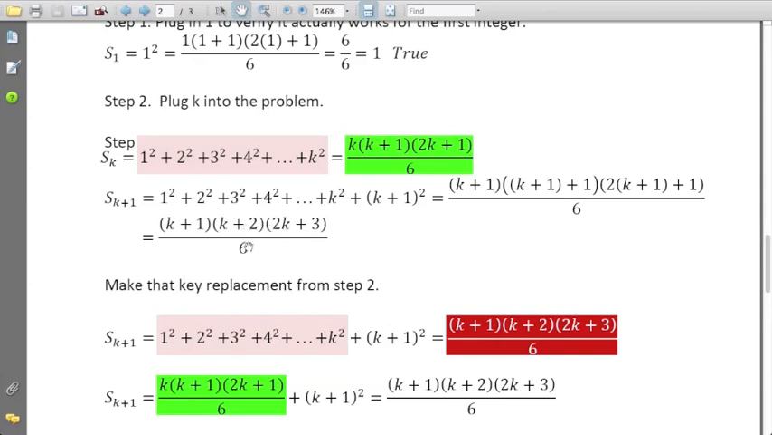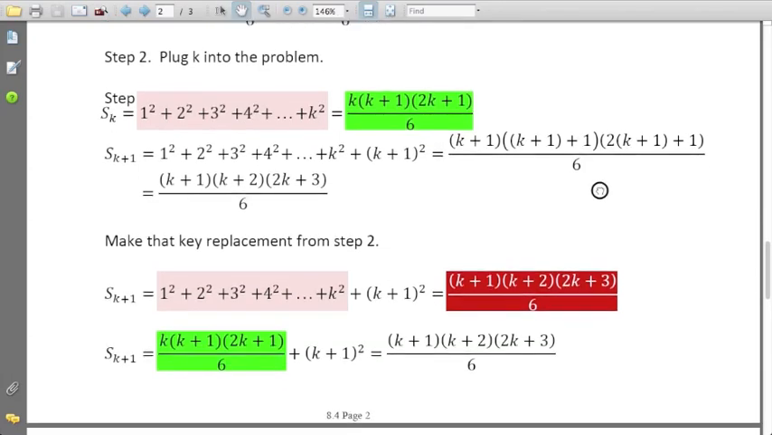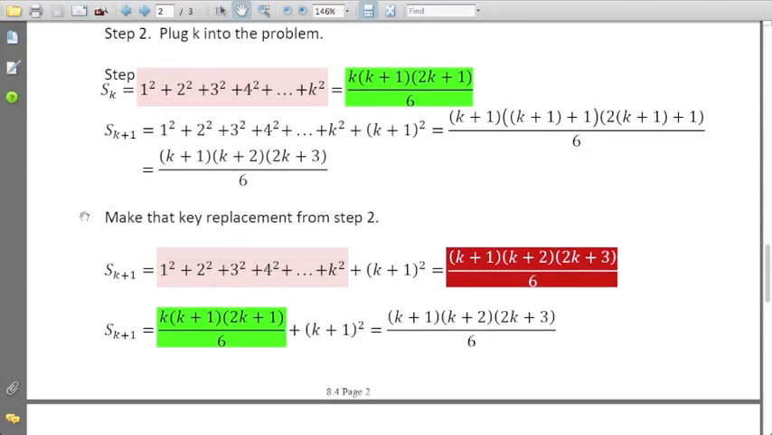All right. The question is, is this equal to this? If that's true, then of course our statement works out great. If this is not equal to this, then our expression is not true. So we're going to take that next step.